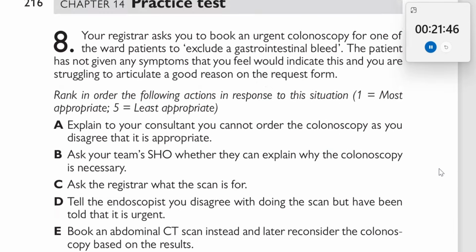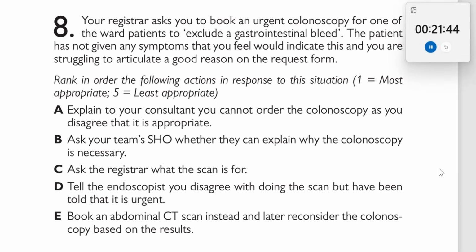Okay, next, moving to 38. Your registrar asks you to book an urgent colonoscopy for one of the ward patients to exclude a gastrointestinal bleed. The patient is not giving any symptoms that you feel would indicate this, and you are struggling to articulate a good reason on the request form.